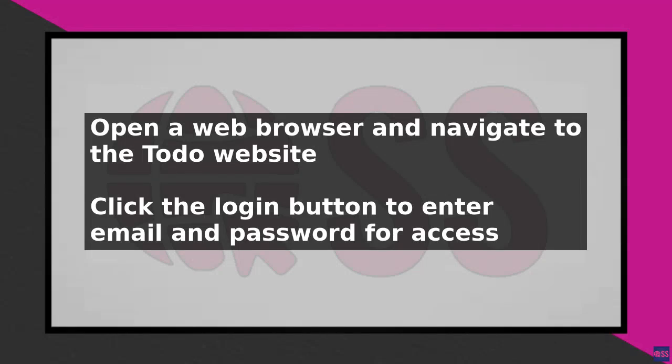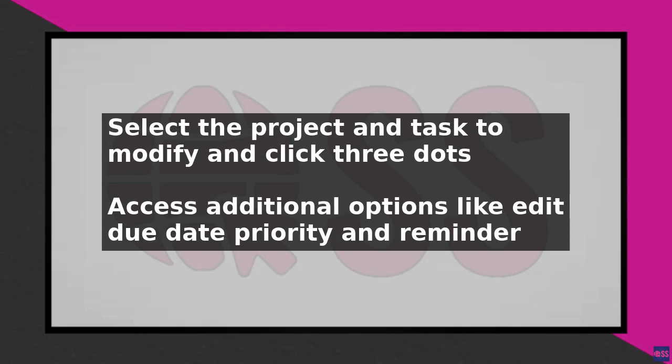To add start times to tasks on Todo, begin by opening a web browser and navigating to the Todo website. Clicking on the login button will prompt you to enter your email and password, granting access to your account and tasks. Once logged in, you'll see various options, including your name, tasks, projects, and templates.